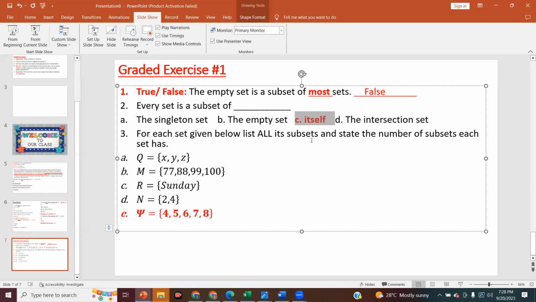All right. Next question. For every set given below, list all the subsets and state the number of sets each has. So for this one, let's do the subsets of it. The subsets we can have for this one are going to be, help me out, the empty set, right? After the empty set, we have the singleton sets, which are X, and then Y, and then Z.